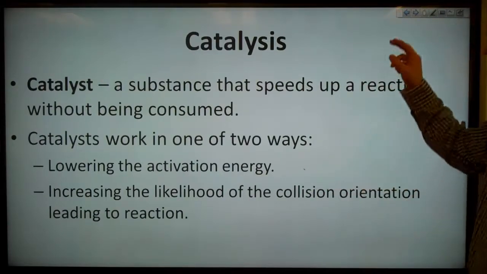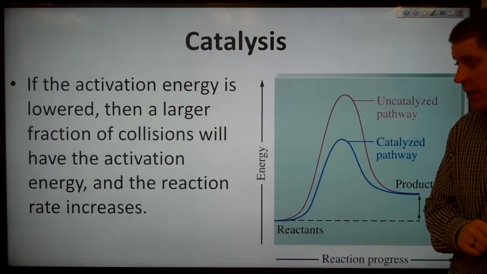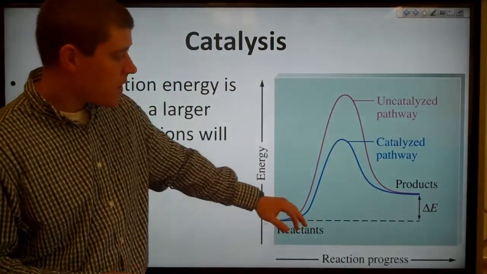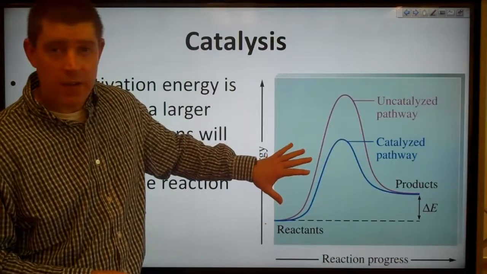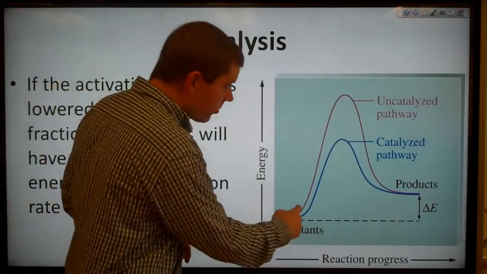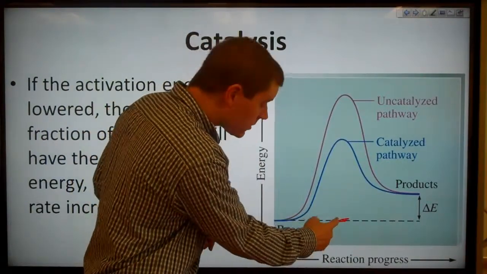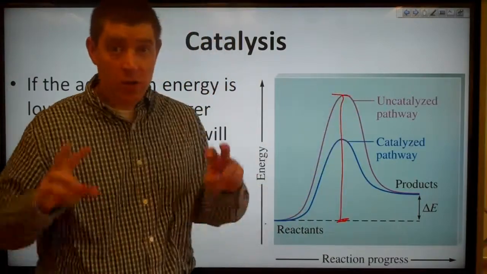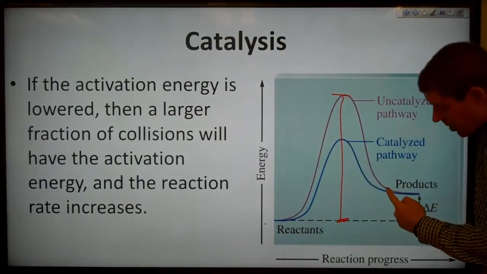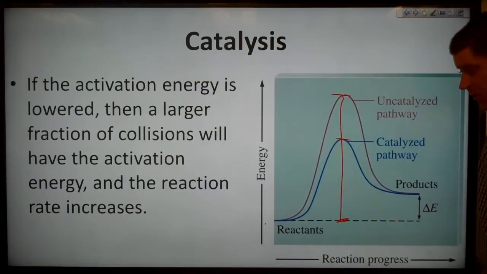If the activation energy is lowered, then a larger fraction of our collisions will have the activation energy and our reaction rate increases. If we look here, we have our reactants, we have our products, and we have two different ways of getting from our reactants to our products. Same reactants, same products. One way is our uncatalyzed reaction, the pink curve, the top one. We have high activation energy. Remember, the activation energy is the difference between our reactants and the transition state, the peak, the top of the hill. The other pathway that we have is this catalyzed pathway. Note that that activation energy is significantly lower than the uncatalyzed reaction.